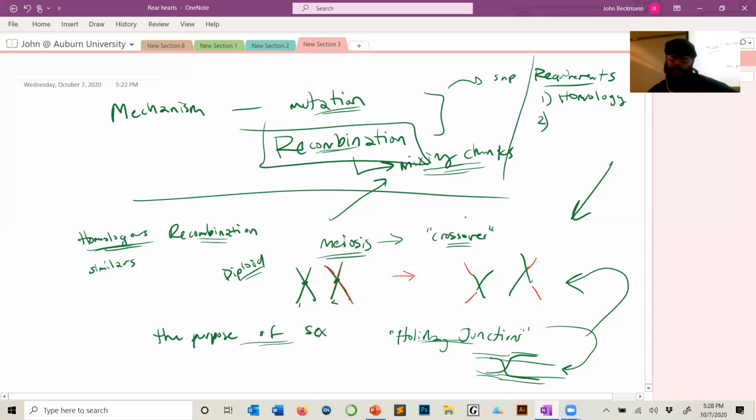What else do you need? There's something more basic. Yes, very good. You need to have more than one copy. So you need redundancy. If you only have one copy, you don't get homologous recombination. So you need these two things. These two things are a requirement of homologous recombination.